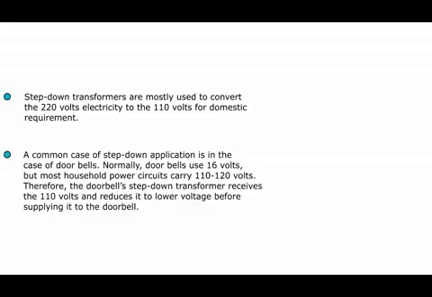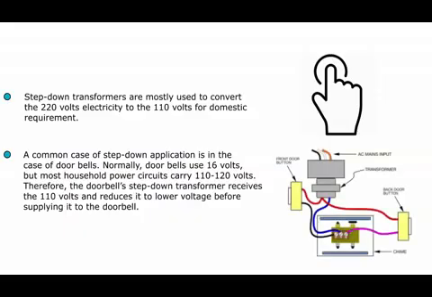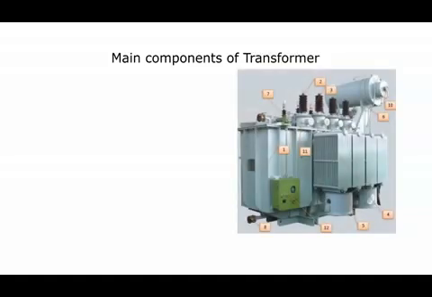A very common application is the doorbell. Normally, doorbells use 16 volts, but most household power circuits carry 110 to 120 volts. Therefore, the doorbell step-down transformer receives the 110 volts and reduces it to lower voltage before supplying it to the doorbell. Now, let us discuss about the parts of the transformer.